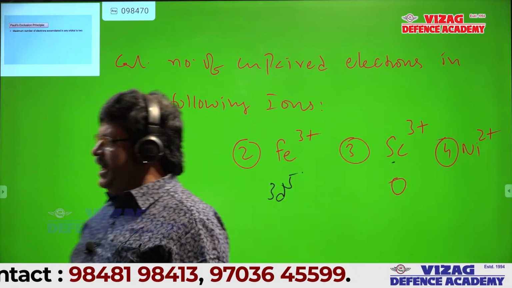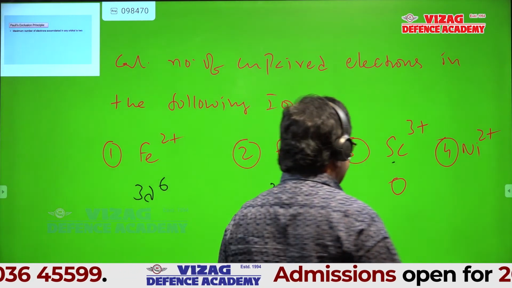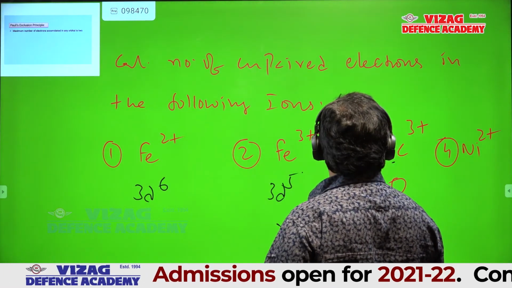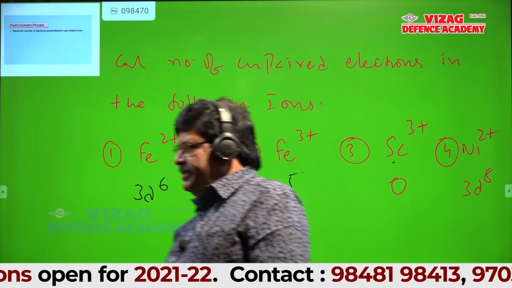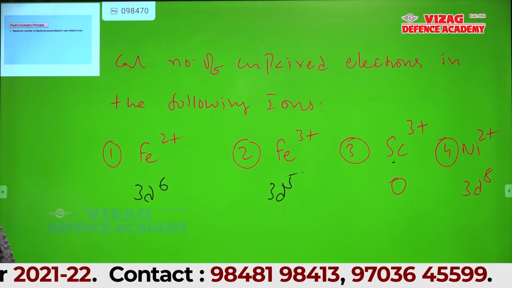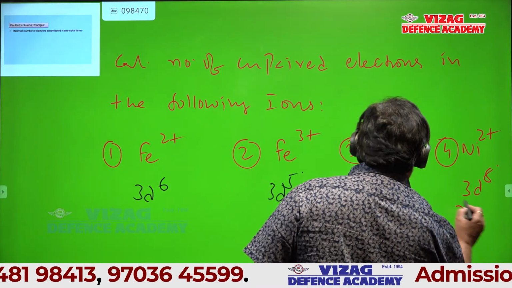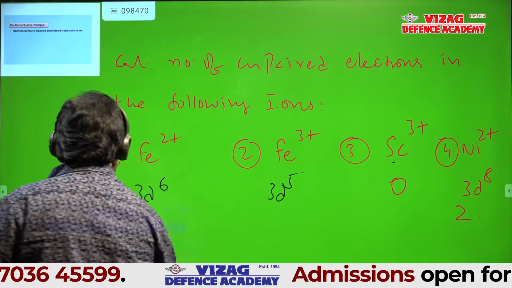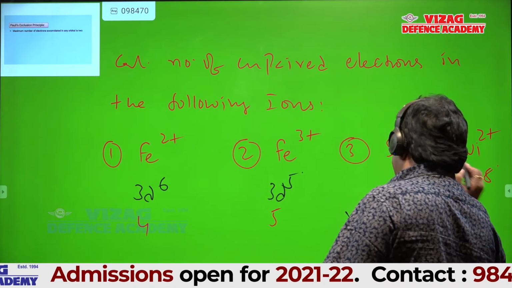Similarly, can you write for nickel? Nickel 2 plus ion will lose 2 electrons, giving 3d8. How many unpaired electrons? 2 unpaired. So here it is 4, here is 5, here is 0, here is 2.